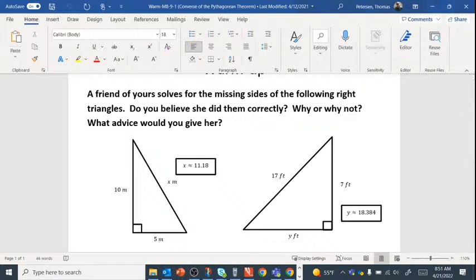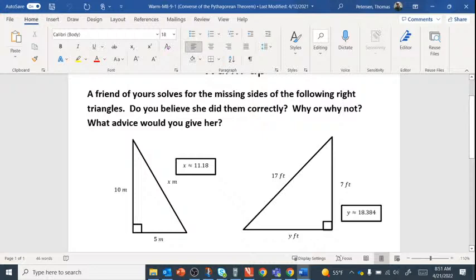But those of us who are here, we're saying that she did one of these correctly. Which one did she do correctly? Alon, which one did she do correctly? She got the first one right. Great. So she did the first one correctly, so she needs to keep doing what she's doing there. That means she got the second one wrong. Charlie, were you able to figure out what went wrong on that second one?